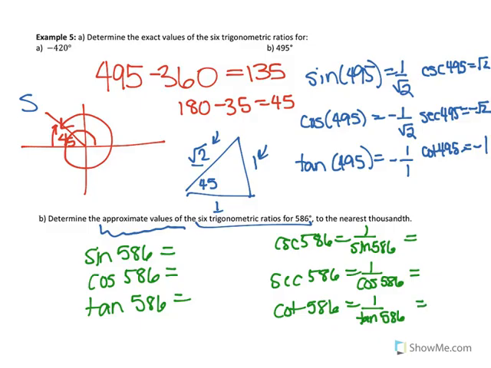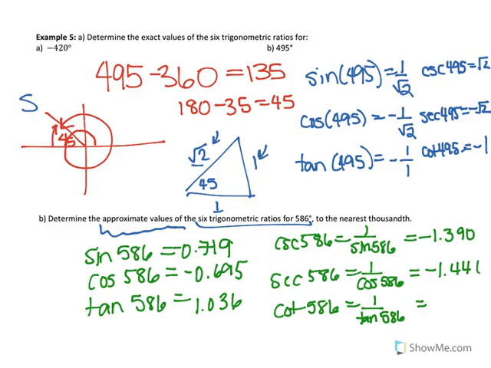I want you to pause the video and type this in and write down the decimals to 3 decimal places, not 5. So you should get negative 0.719. I can't tell if that's a 9 or a 4 in what I've written down, but I'm sure you'll figure it out. We have negative 0.695, 1.036, negative 1.390, negative 1.440, and 0.966.